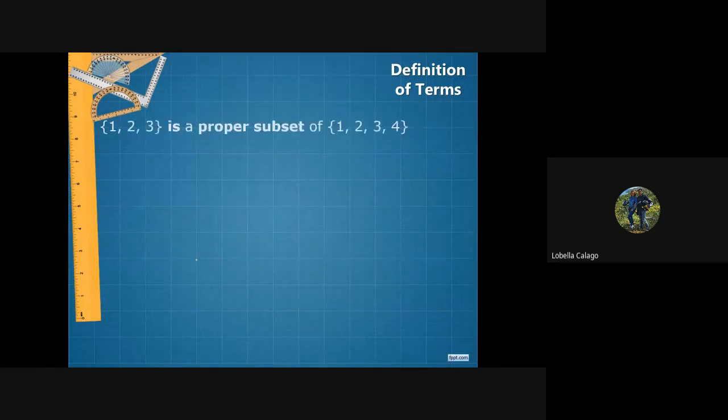Okay, next. So, this one is a proper subset. Yan yung sinabi ko, kung meron siyang 4. So, this is a set that is a proper subset and is also a subset.